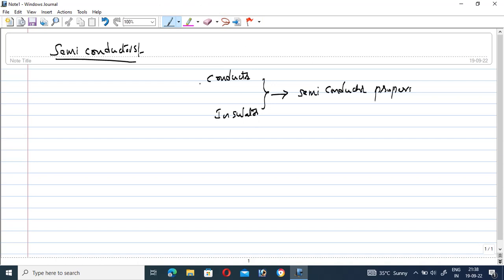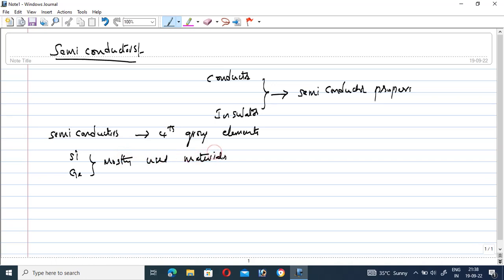Conductors allow the current; an insulator does not allow the current. So it acts as the insulator, meaning it does not allow any current. Conductor allows the current. So generally we have two types of semiconductor materials. Semiconductors are fourth group elements like silicon and germanium. These two are mostly used materials. Okay, now let us define what is meant by PN junction.